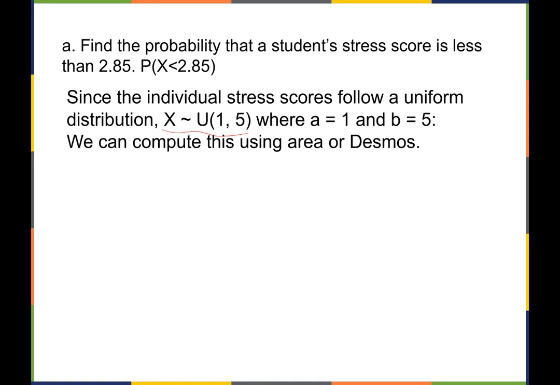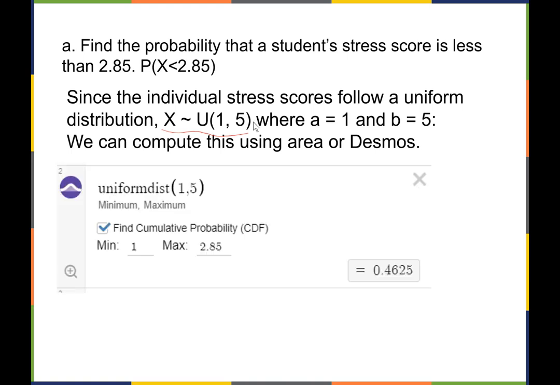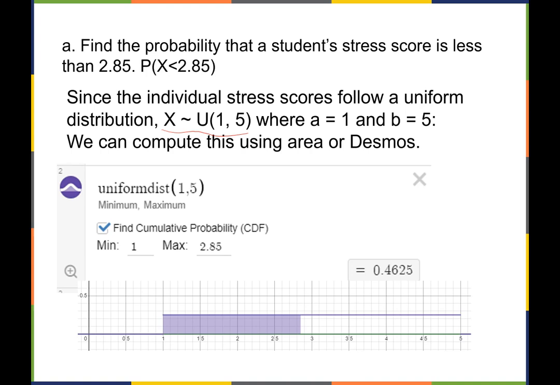And you totally can do that now, but we can also just save a little bit of time and use Desmos. Luckily, Desmos has the uniform dist just like it has the normal dist. And we can put in uniform dist from 1 to 5 and find the cumulative probability. And we want to know the probability that x is less than 2.85. And let's bring the picture up here too. That means it's from 1 to 2.85. This area right here, this shaded purple, it actually computes that area for you. We could do it ourselves if we wanted to, but this saves a little bit of time. And that area is 0.4625.